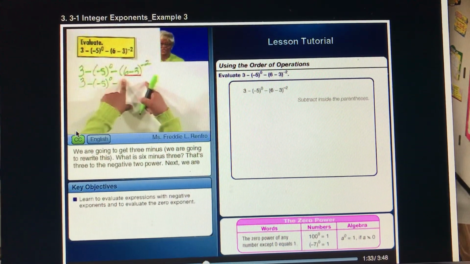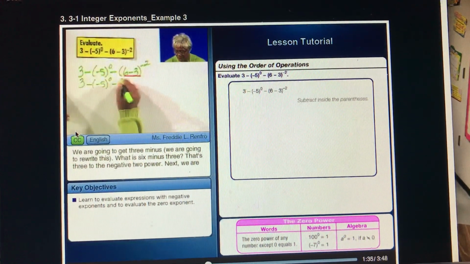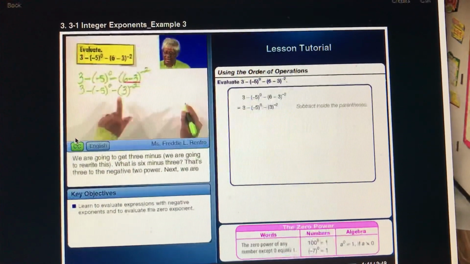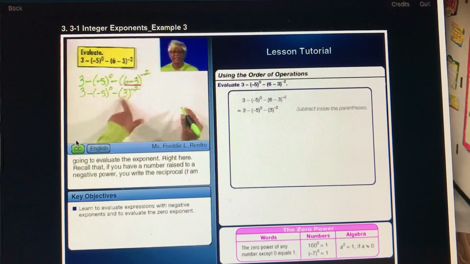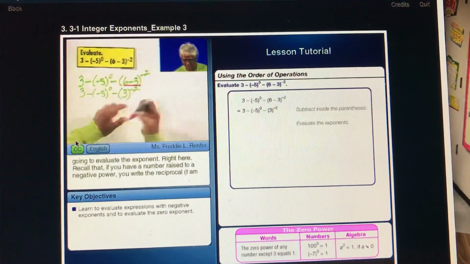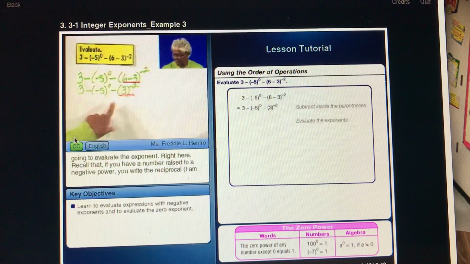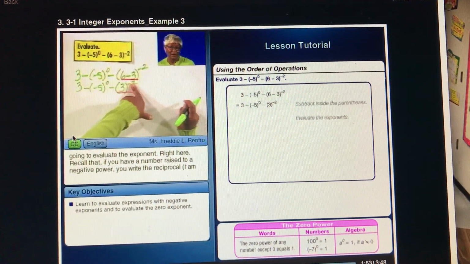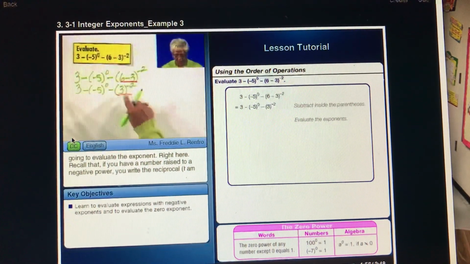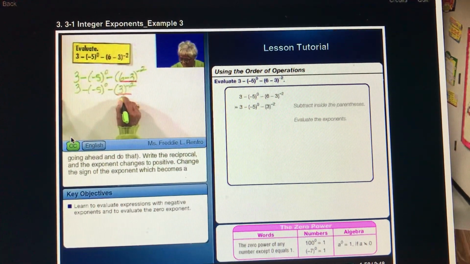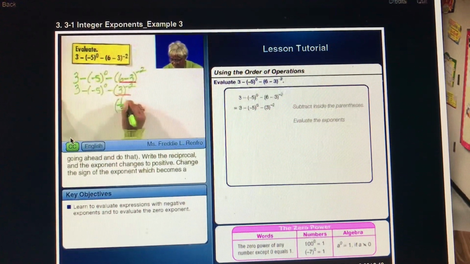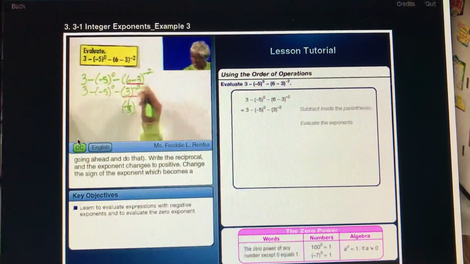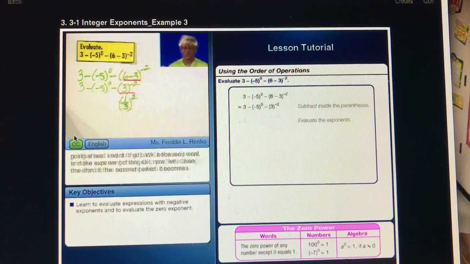What is 6 minus 3? Well, it's 3 to the negative 2 power. Next, we're going to evaluate the exponent right here. Recall that if you have a number raised to the negative 2 power, a negative power, you write the reciprocal. I'm going to go ahead and do that. Write the reciprocal, and the exponent changes to positive. Change the sign of the exponent, which becomes a positive 2.